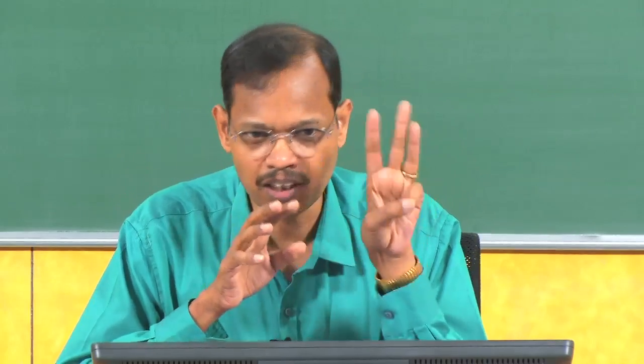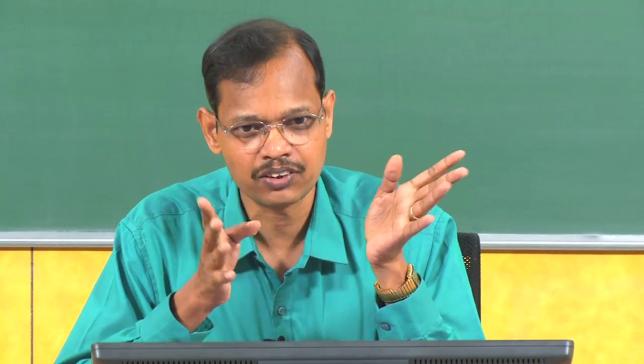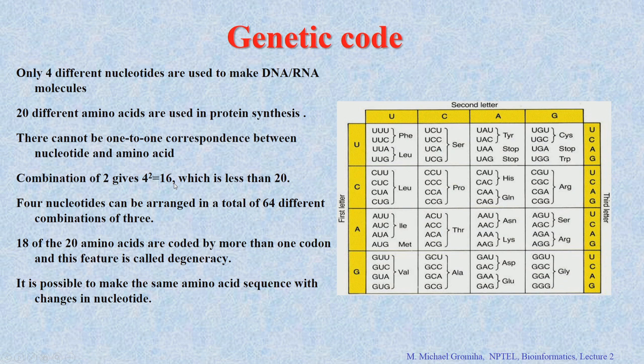4 into 4 equal to 16. So, that is also not possible because we have 20. So, these have 3 combinations. 3 means totally how many possibilities? 64 possibilities, right. So, 3 into 3 into 3. If you give 4 into 4 into 4, 64 combinations, but 20 different amino acids.